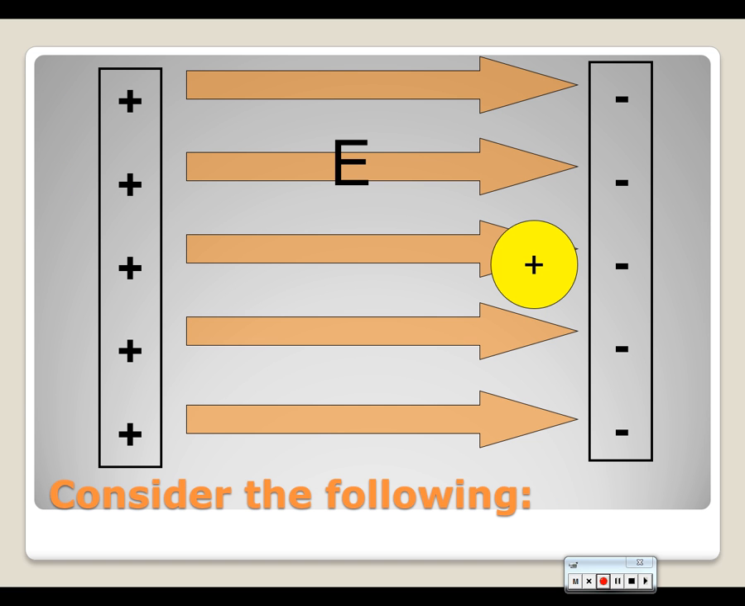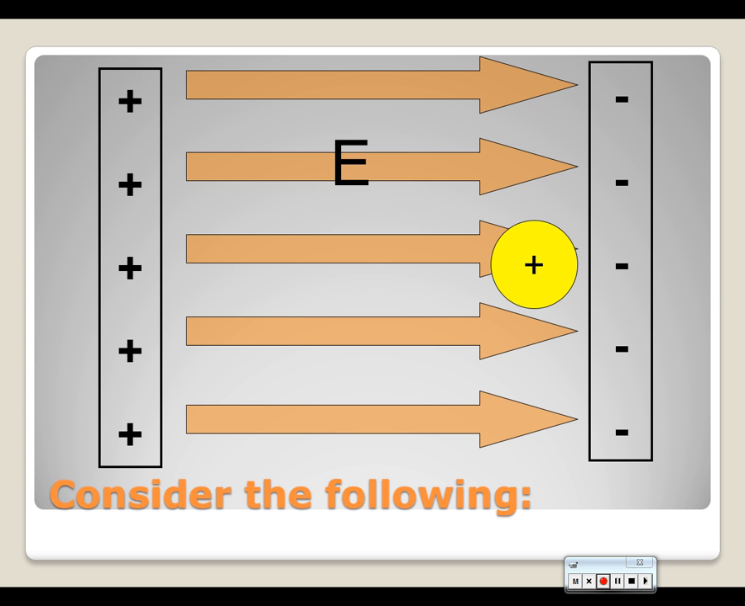All right, let's take a look at this picture. Okay? So, over on the left-hand side, bunch of positive charges. Over on the right-hand side, a bunch of negative charges. Which way do the arrows point? From positives to negatives, right? Because that's the electric field. Okay? This yellow represents a separate positive charge.